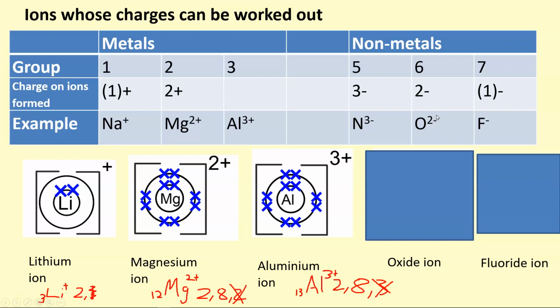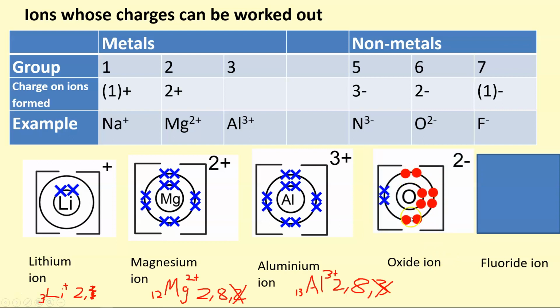Oxygen is in group 6 of the periodic table, so we would expect it to have 6 of its own electrons in its outer shell, a charge of 2-, and 2 electrons of a different sort because it's gained 2 electrons. So if we look here, we've got 6 of its own electrons in its outer shell and 2 electrons which are gained, and a charge of 2-.